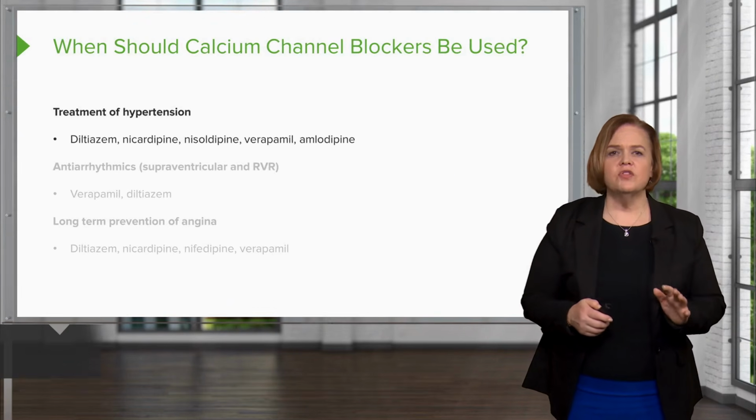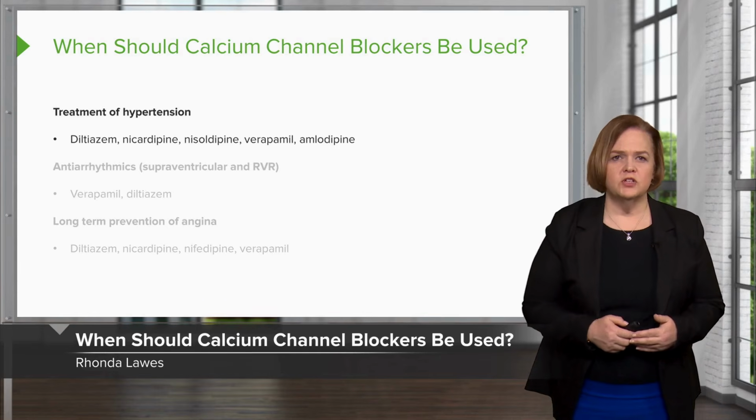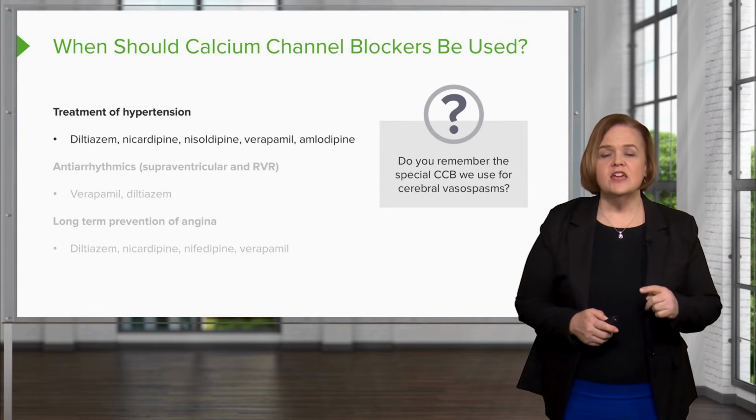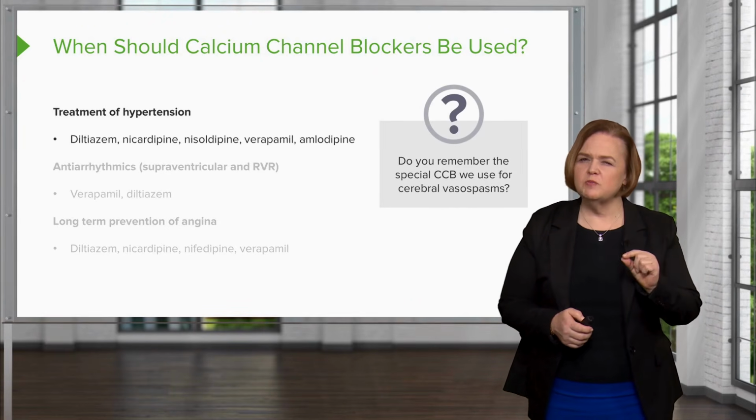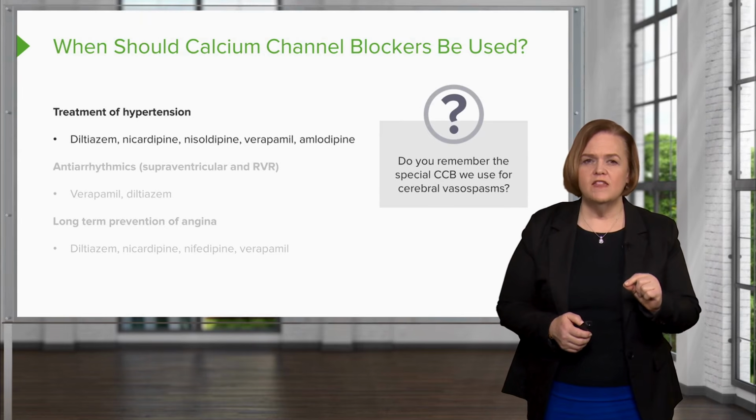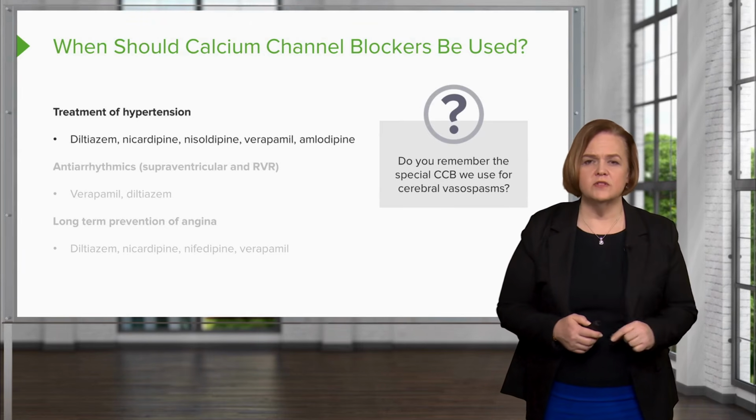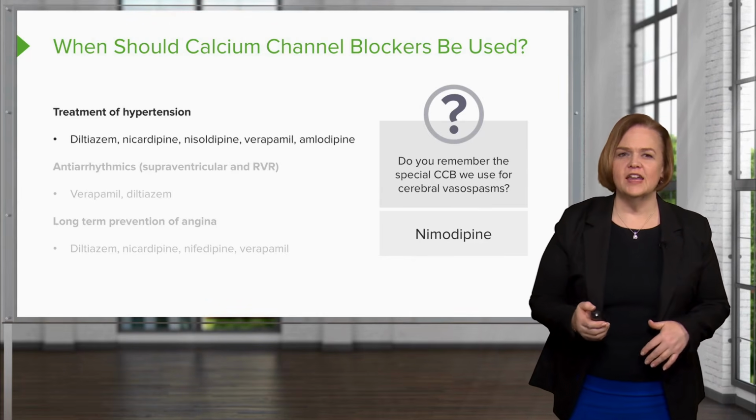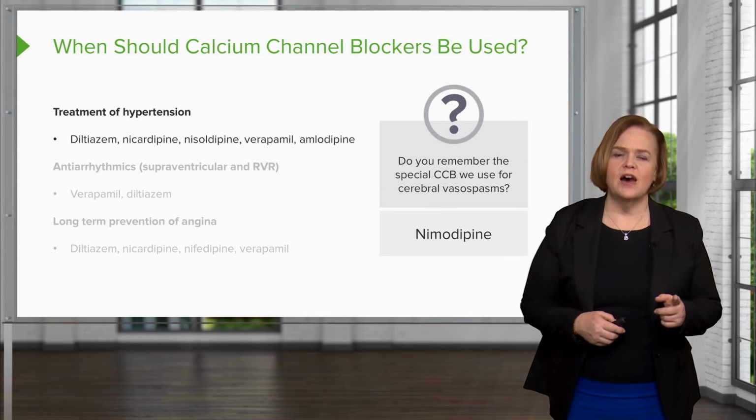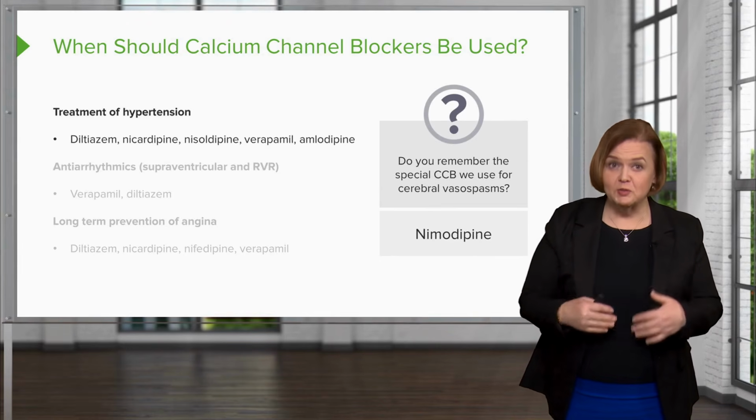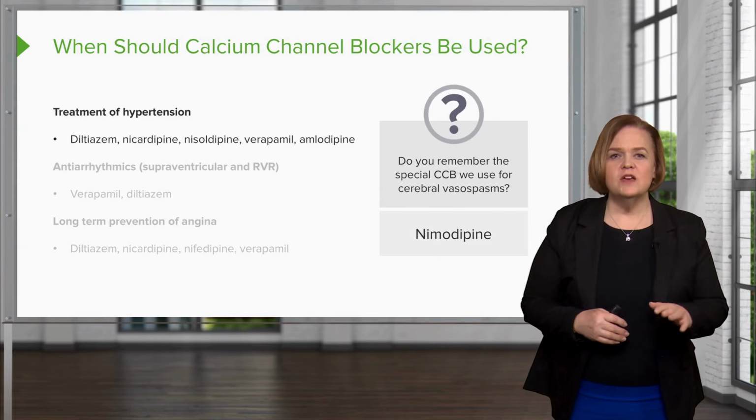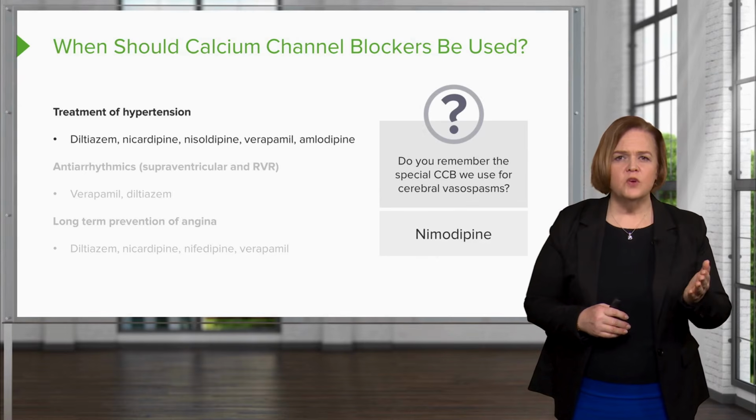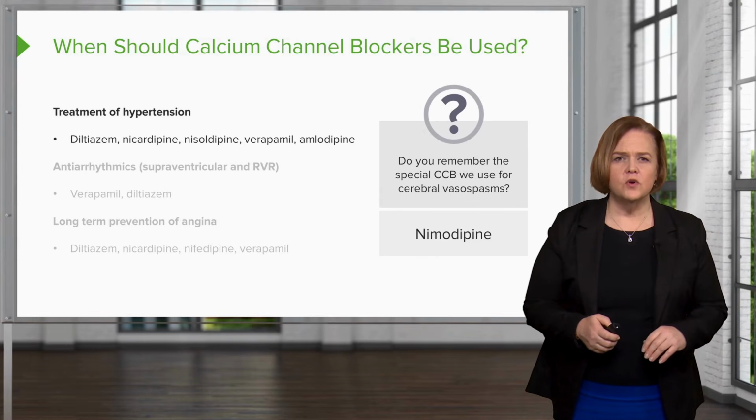Now let's look at three different areas where calcium channel blockers are used. We just talked about a really specialized one. Can you recall the name of the drug, the special calcium channel blocker that we use for cerebral vasospasms? Good job, nimodipine, you got it. Now try answering those questions without looking at your notes. That will help your brain remember more. But as far as talking about the treatment of hypertension, look, we've got the medications listed there for you.